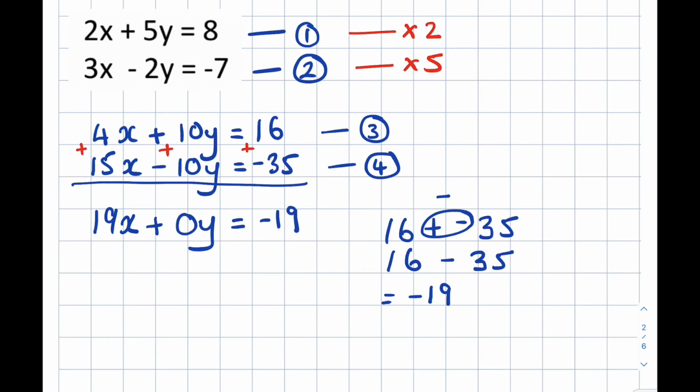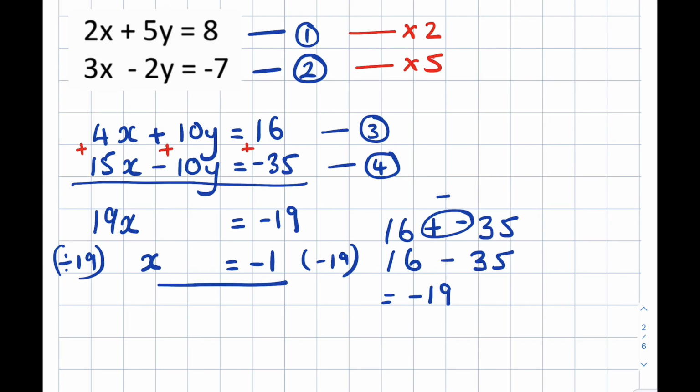Okay. Now if 19x is worth a negative 19, so let's just get rid of these y's now because we don't need them. So we can divide both sides by 19 because we're aiming to get the x on its own. That will give you x equals minus 1, because negative 19 divided by a positive 19 will give a negative 1. Now that we have the solution for the x, we can use that, substitute it back into one of the first two equations to find out what the value of y is.